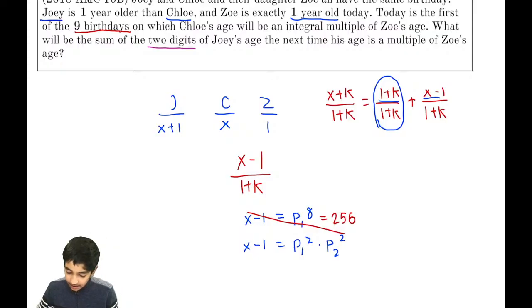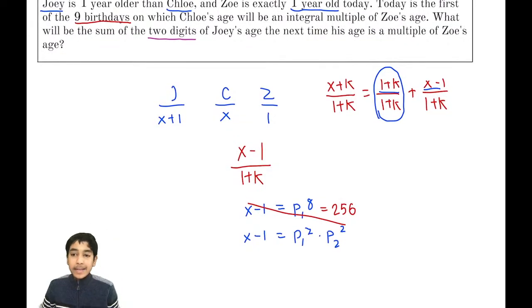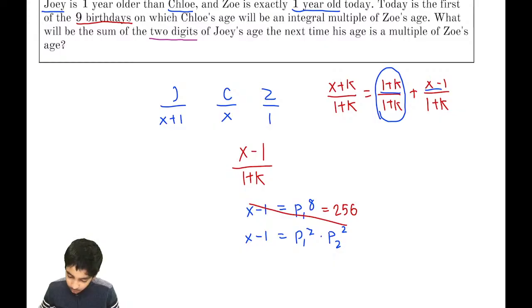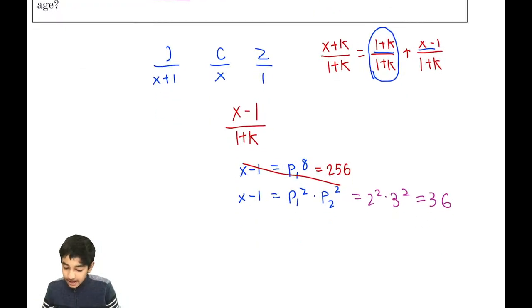Well, the idea here is that P1 and P2 have to be 2 and 3. Because if P1 and P2 are 2 and 3, then this is equal to 2 squared times 3 squared, which is 36, right? The reason no other possibility works is, let's say it was 2 and 5, the next smallest pair of primes after 2 and 3. Then this would be 2 squared times 5 squared, which equals 100, right?